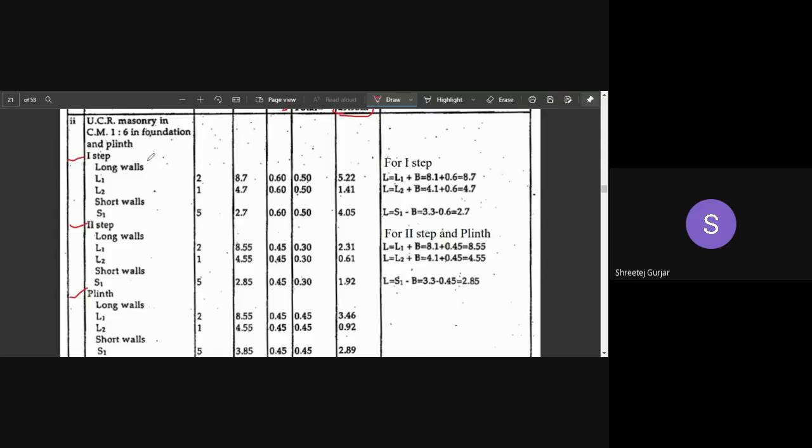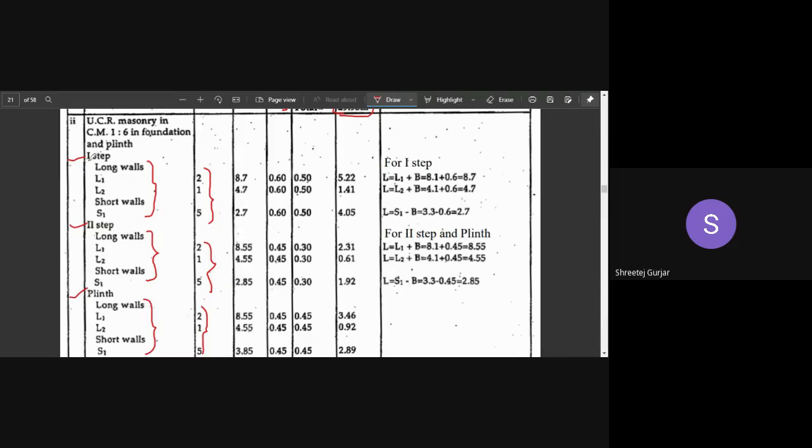In the first step, you can see we have divided it into long walls and short walls, L1, L2, and S1. Similarly, in the second step, we have divided it into L1, L2, and S1. And in the plinth also, we have divided it into L1, L2, and S1. You have to follow this everywhere in all of your calculations. You can see it is done in all of these steps. So the numbers are similar everywhere, that is 2, 1, and 5. L1 are 2 in number, L2 is 1 in number, and S1 are 5 in number.